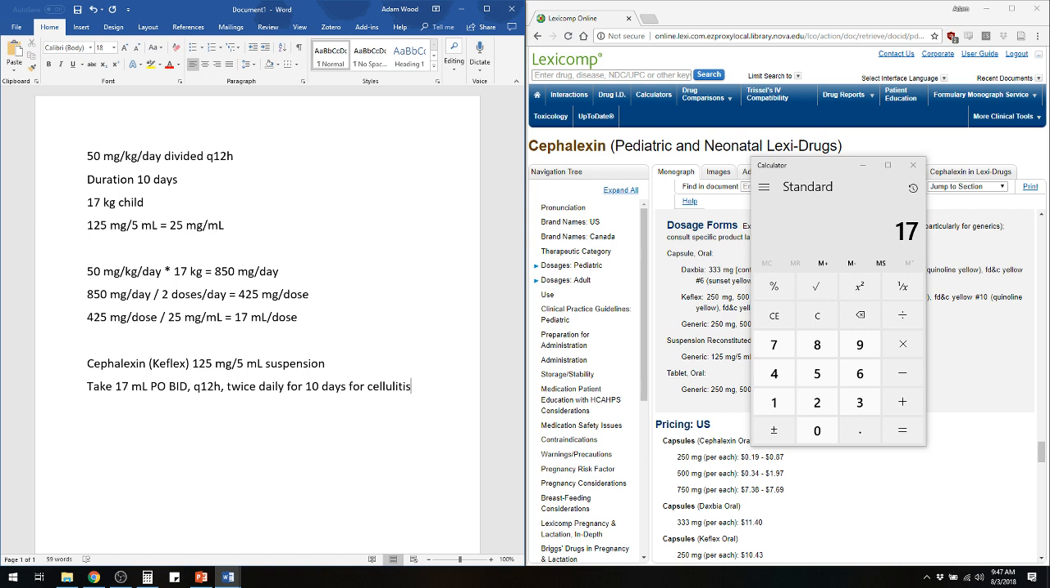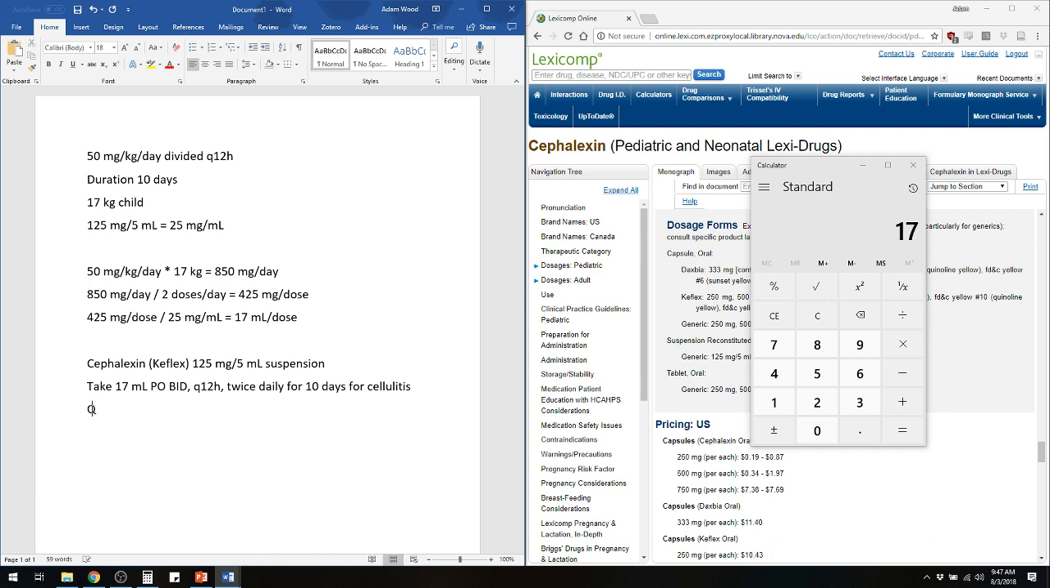Because again, that's why we want to make sure that if there's any holes in the Swiss cheese, we can block it up by the next provider, right? So again, if you just write 17 mLs twice a day for 10 days, I have no idea if that's for otitis media. I have no idea if that's for a UTI. I have no idea, right? So again, including the indication is very useful with that, okay?